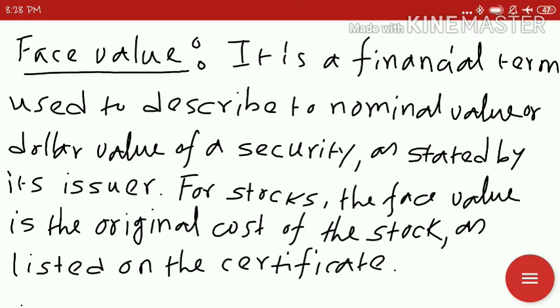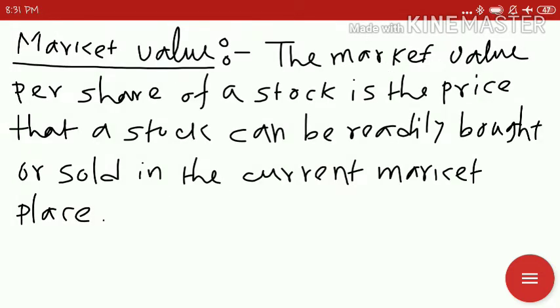In your question paper you can see different terms like nominal value, which also means the face value. Now we will learn about the market value. The market value per share of a stock is the price at which a stock can be readily bought or sold in the current marketplace. That means if any person wants to buy or sell some shares, he or she has to do so at the market value.